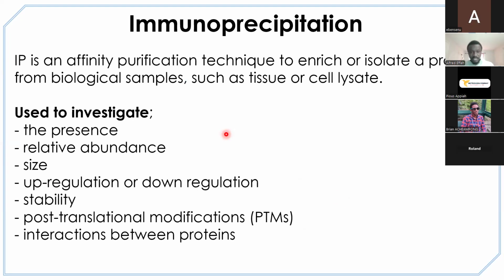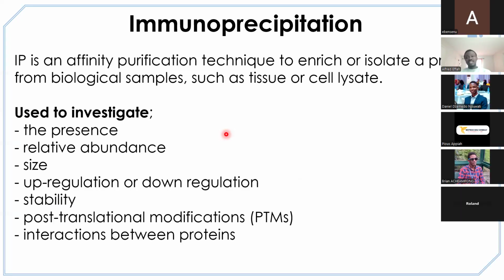So what then is immunoprecipitation? When we say immunoprecipitation, basically it's an antigen-antibody reaction. There's an antibody, there's an antigen, and you want to detect this antigen. Of course, there's the need for you to develop an antibody against this antigen. So immunoprecipitation is basically an antigen-antibody reaction, whereby we use an antibody to detect the presence of something.